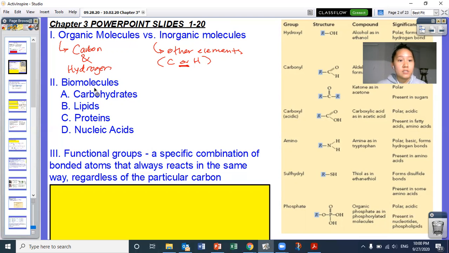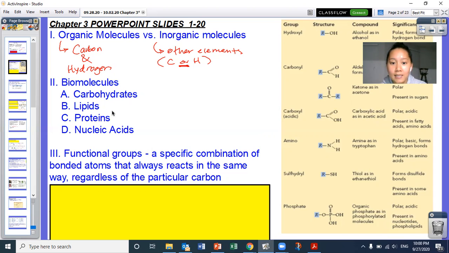So the 4 categories of biomolecules that we mentioned during the do now are carbohydrates, lipids, proteins, and nucleic acids. And we'll talk about those in more detail later this week. Functional groups are basically chemical groups that are attached to any of the above 4 molecules, right? They're a specific combination of bonded atoms, and we call them functional groups because they all have specific functions. So they always react in the same way, so we can categorize them and make it super easy. And when a molecule has a functional group, then we know the job of the molecule because the functional group, again, always has the same job.